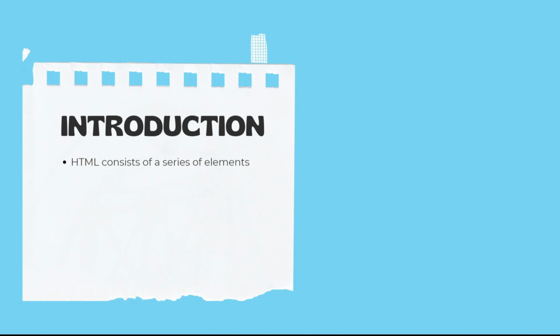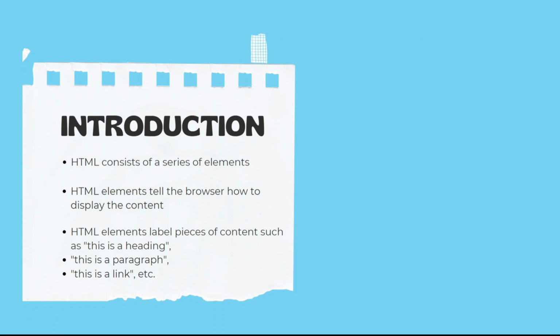And HTML consists of a series of elements. In HTML we use multiple components like tags that repeat, and HTML elements tell the browser how to display the content. As I told you before, it depends on HTML how your web page will look, right? So everything depends on HTML, the structure of the web page. HTML elements label pieces of content, such as this is a heading, this is a paragraph, this is a link, etc. Okay, and I will let you know how it works.